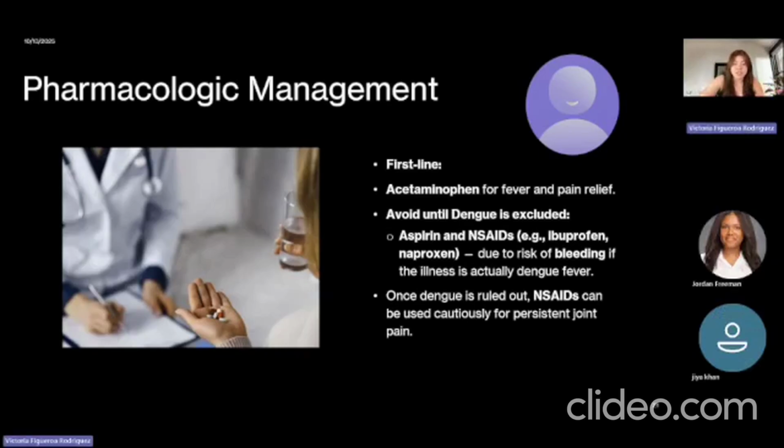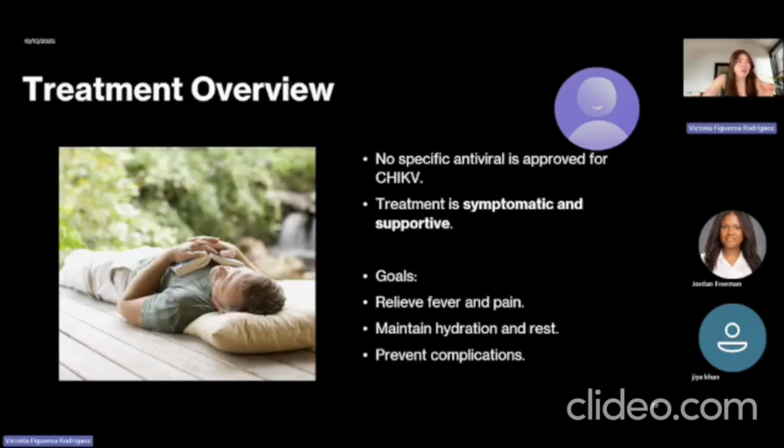Once the chikungunya has been ruled out, that time has passed, let's say 1 to 2 weeks, we can start talking maybe about some NSAIDs to manage the joint pain because it can be very chronic. The overview of the management at the end is that we don't have any specific antiviral, like I said before, but we treat the symptoms and support the patient. So at the end of the day, the goals are to relieve fever and pain, maintain hydration and rest, and prevent any complications.